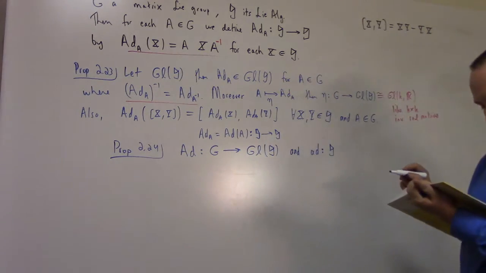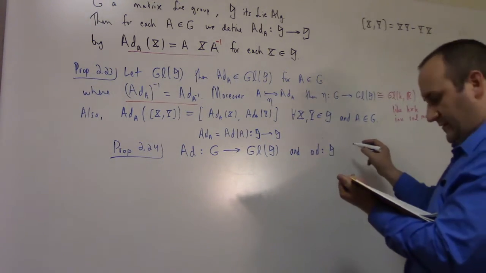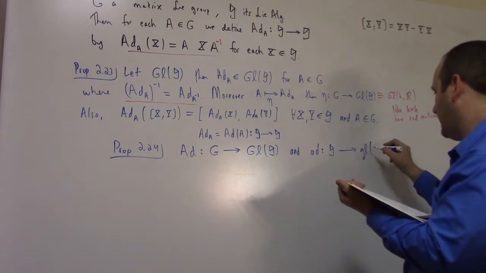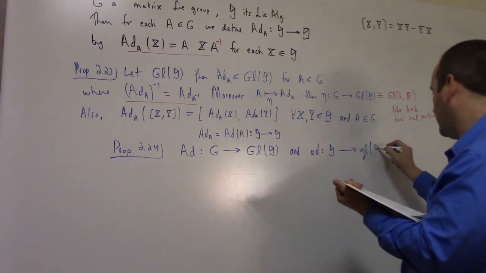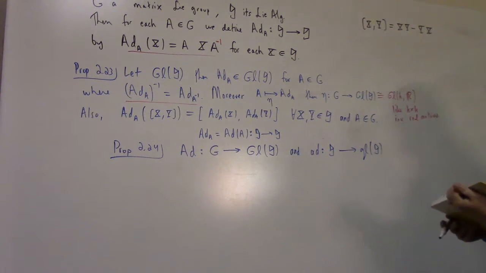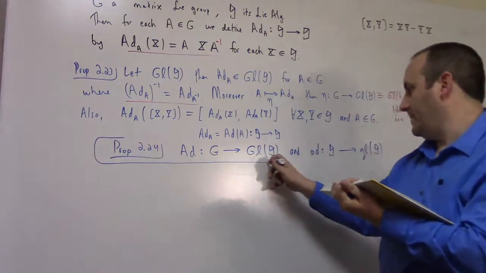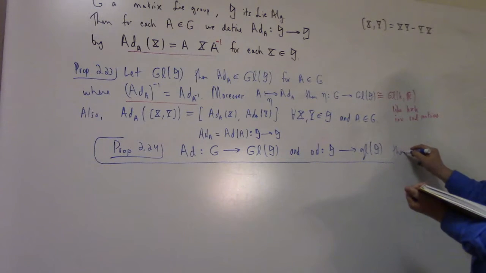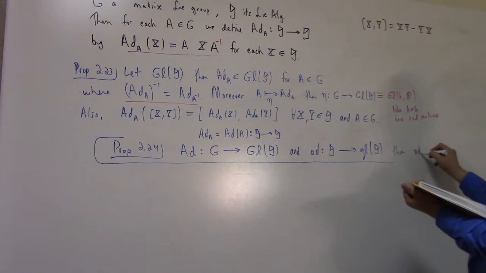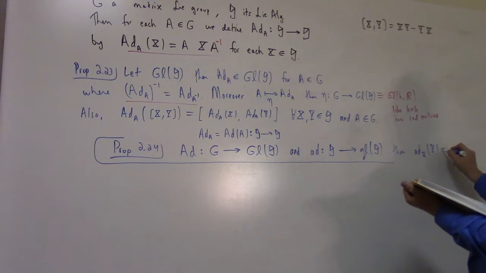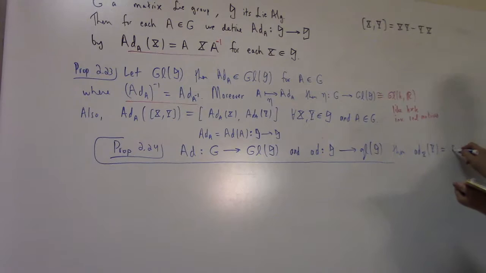Okay, little ad is a mapping from 𝔤 to the general linear transformations on 𝔤, not necessarily invertible. That's the associated Lie algebra map. Then what's the punchline here? Then little ad x of y is equal to the bracket of x and y.